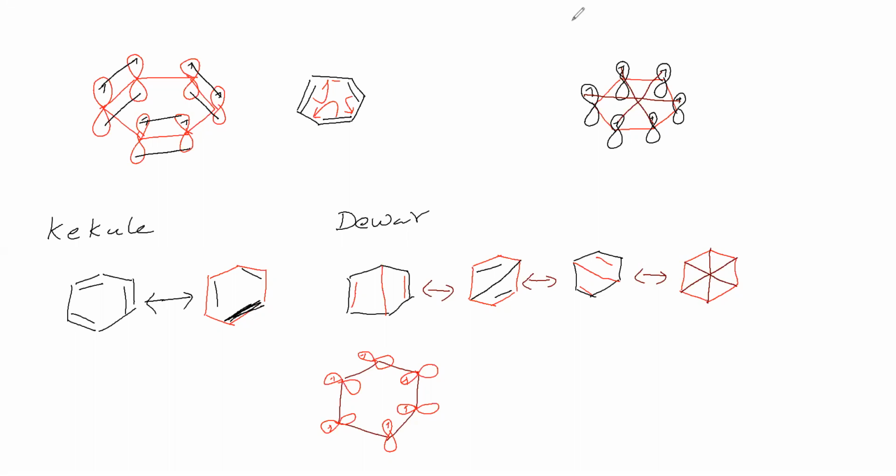So how is the bonding possible as per Dewar? These two p orbitals undergo lateral overlapping, so it gives a pi bond here. These two p orbitals undergo lateral overlapping, this gives a pi bond here. These two p orbitals undergo lateral overlapping, this gives a bond here. Okay.